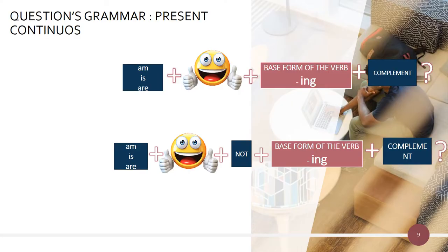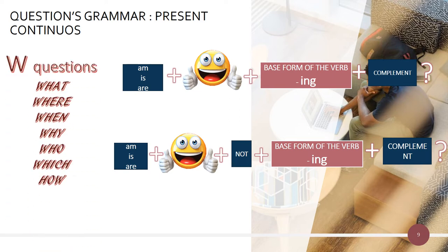Okay, so now the question grammar for present continuous is, pero claro, añadiendo las double questions. Okay, so tienes the double questions, again, what, where, when, why, who, which, and how, plus is are, plus the subject, plus the base form con la terminación ing, plus complement. Esto es para affirmative, afirmativo. Ahora, para negative, negativo es igual, double question, plus is are, plus the subject, plus not, plus the base form of the verb con terminación ing, plus complement. Okay, so let's go to the examples.